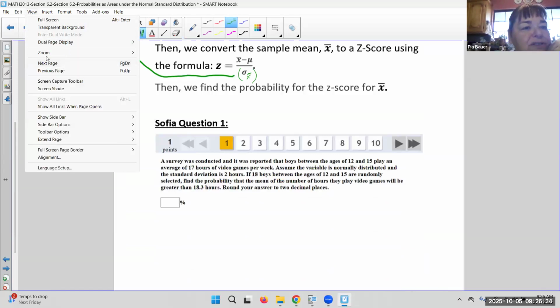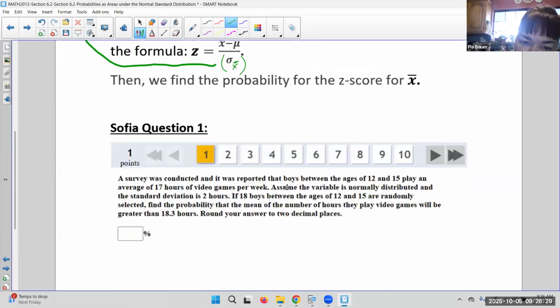And you will see how it's worded a little bit differently. It says a survey was conducted and it was reported that boys between ages 12 and 15 play an average of 17 hours of video games per week. Okay, so that is the population mean, 17 hours. Assume the variable is normally distributed and the standard deviation is 2 hours. So that is sigma, which is the population standard deviation, that's 2 hours.